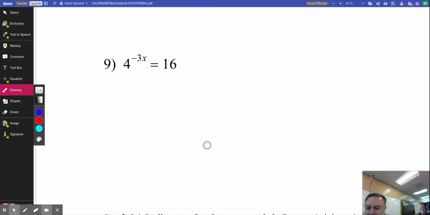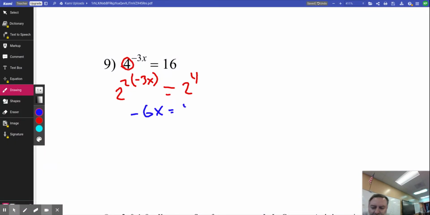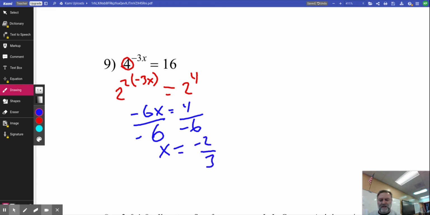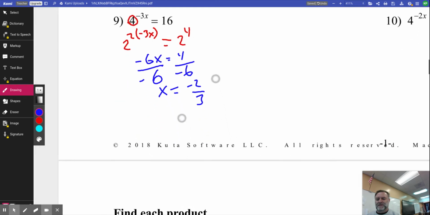How's that? 2 to the 2nd is 4. I just rewrote it. So you still have to have that negative 3x. And this is 2 to the 4th. See, I could use the base of 2 also. And that gives me negative 6x equals 4. Divide and divide. That's x equals negative 2 over 3. You just divide each one by 2. That's how you reduce it.